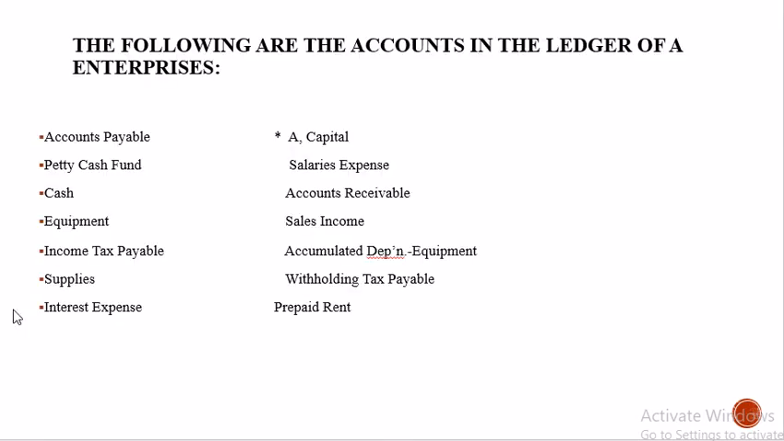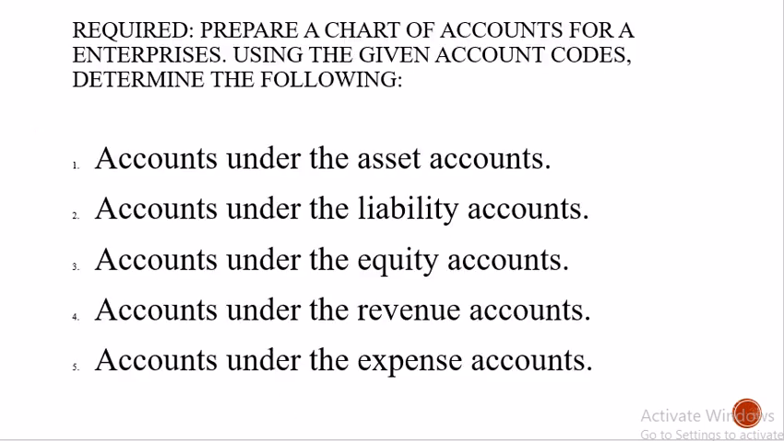So we are given the ledger of A Enterprises. These are the following accounts of A Enterprises: accounts payable, petty cash fund, cash, equipment, income tax payable, supplies, interest expense, A capital, salaries expense, accounts receivable, sales income, accumulated depreciation for equipment, withholding tax payable, and then the prepaid rent.